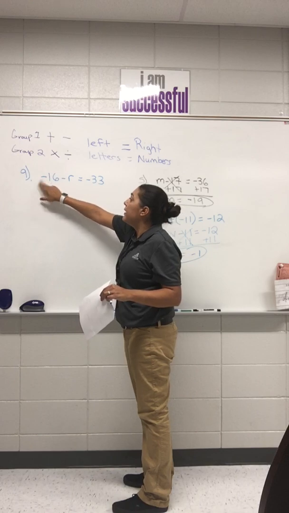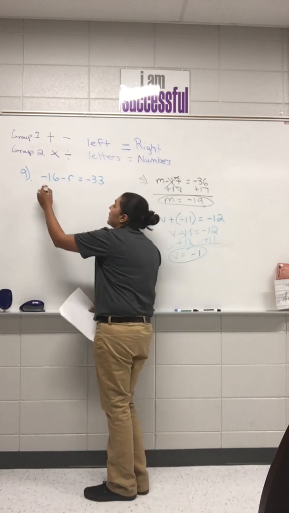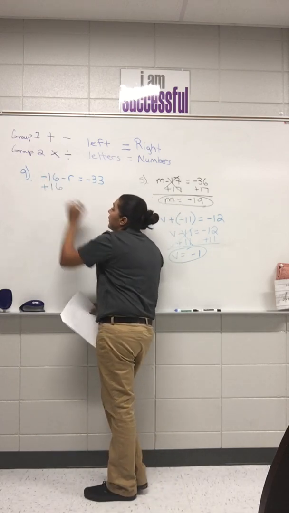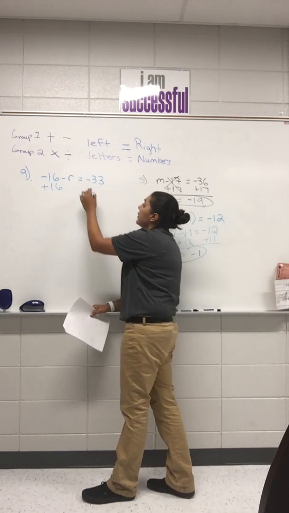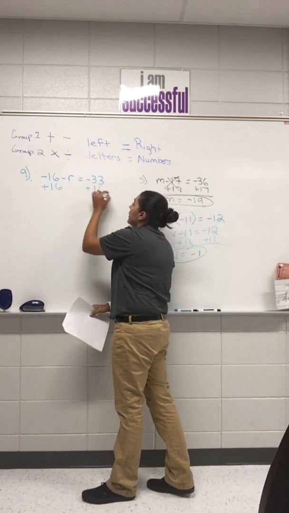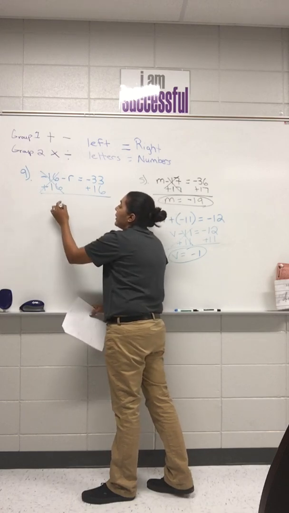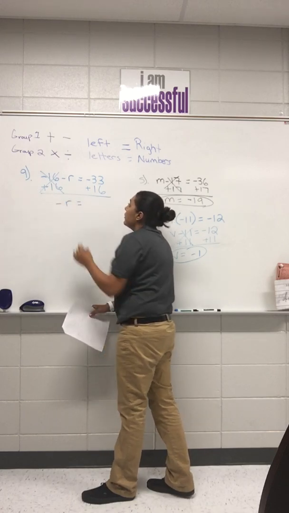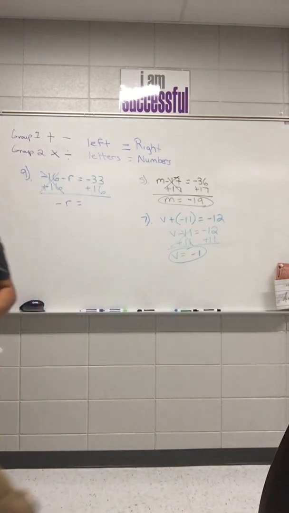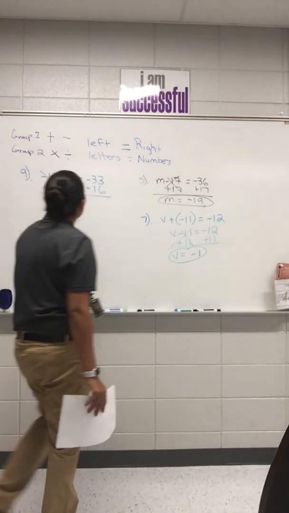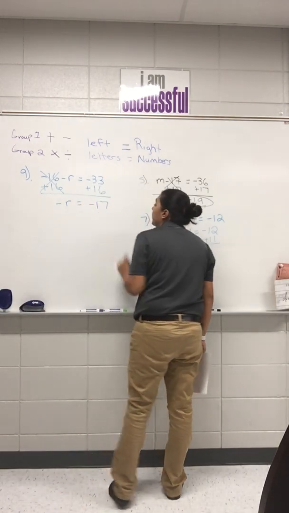So, how do I move a minus 16? It's going to be plus 16. If I do it to one side, I have to do it to the other side. So, plus 16. Do not forget the negative. So, I got a negative r equals, I don't know what that is, 17. Minus 17.